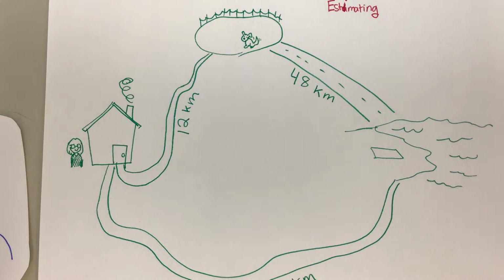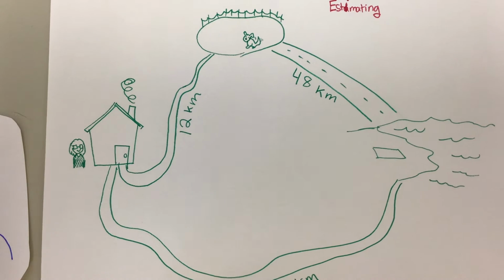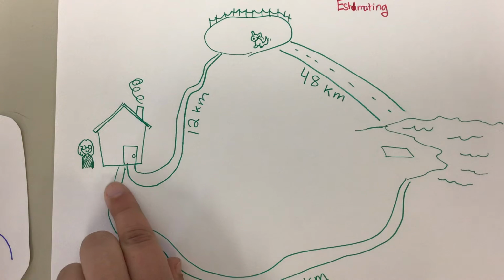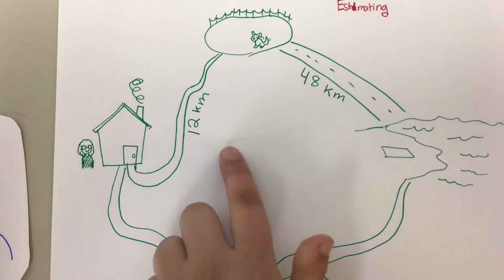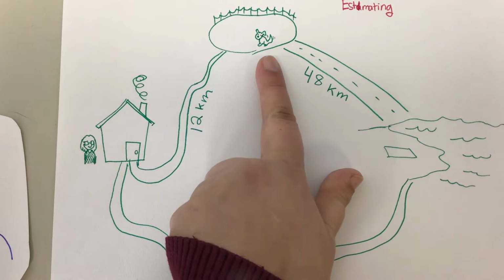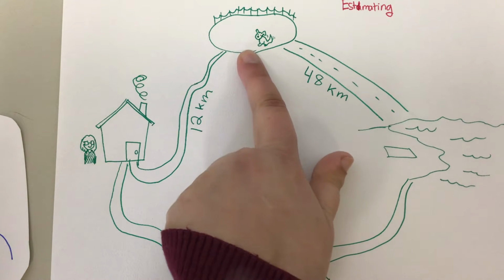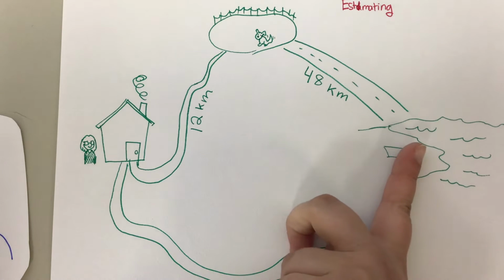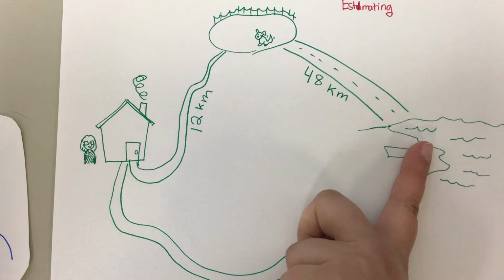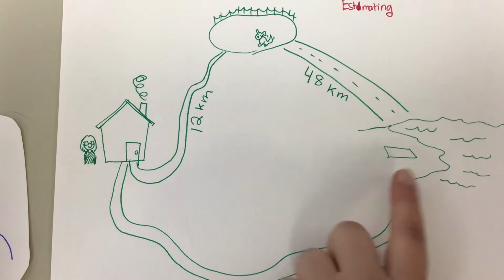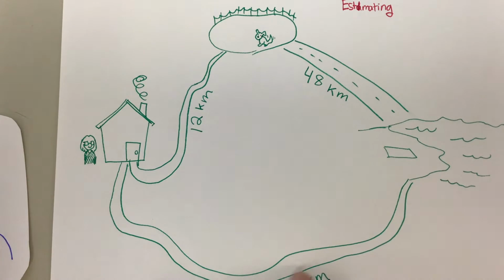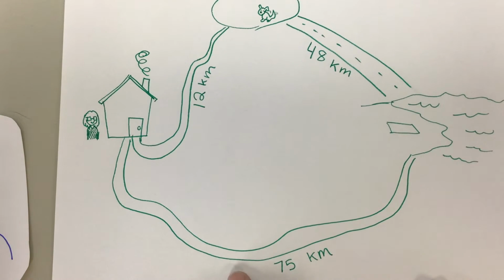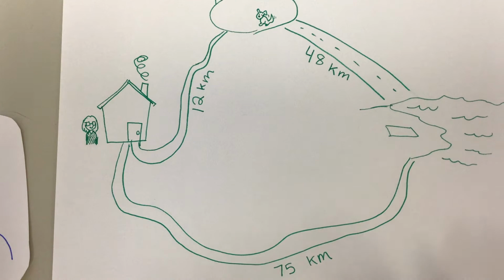So here we go. I have a plan. I'm going to start at my house right here, and then from my house to the dog park, it is about 12 kilometers. So there we go. From the dog park, I'm going to head to the beach, and that is about 43 kilometers. And then from the beach, I'm going to go straight home. I'm going to take a nice long way home. So I'm going to go along this path, and that is 75 kilometers long.